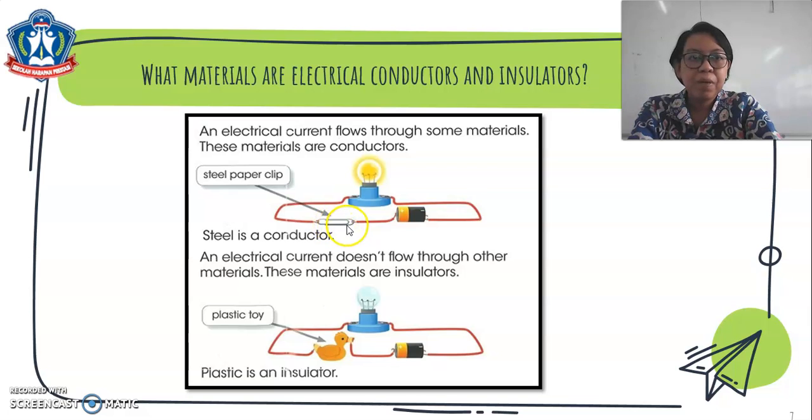Now let's try to check this one. Steel paper clip, right? This is a steel paper clip. So what happens to the bulb? It is lighted up. An electric current doesn't flow through other materials. These materials are insulators. So let's check this one, the plastic toy. So therefore, children, a steel paper clip is a good electrical conductor because the bulb here lighted up. While here, a plastic toy is an insulator. So that's why the bulb doesn't light up. Can you see the difference?